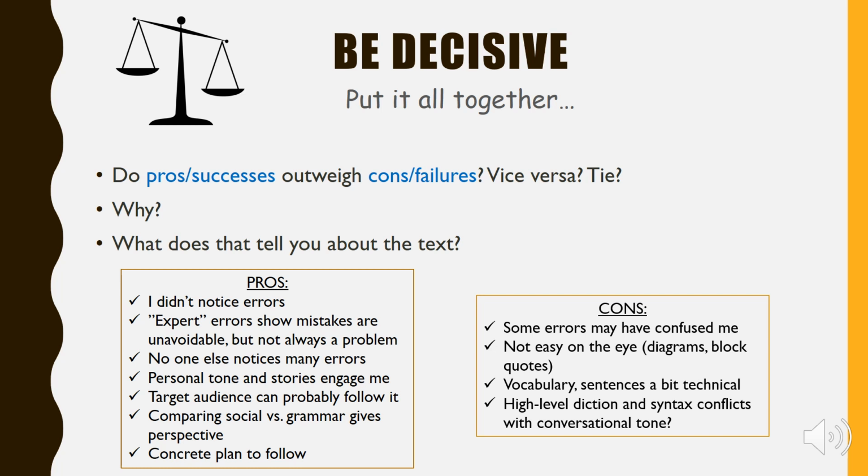On my list, there's about twice as many pros as cons. Most of my cons are on the visual side. The diagrams and the block quotes made it a little bit forbidding to me. And the vocabulary and the sentences were a little bit technical, which kind of conflicted with the fact that Joseph Williams uses first person and tells personal stories, so it seemed conversational but also very technical. And that seemed to conflict a little bit.